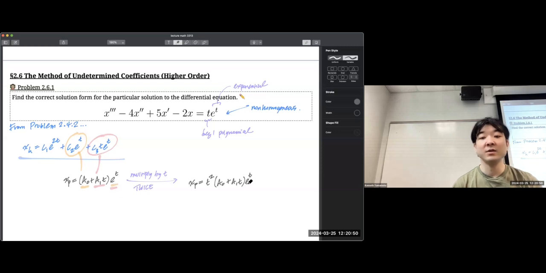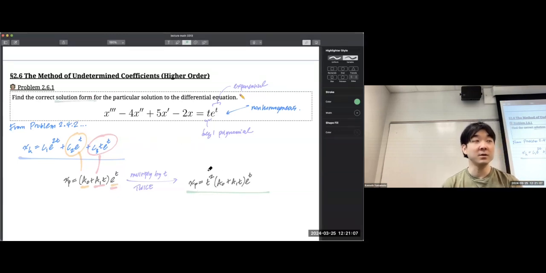And this doesn't have any issues because all the terms are at least t squared e to the t. And that's not going to come up in the homogeneous solution, this only goes up to t, and then this term doesn't even have the same exponential. So this will be the correct solution form. And it only asks you for the correct solution form, so you don't have to plug this in.